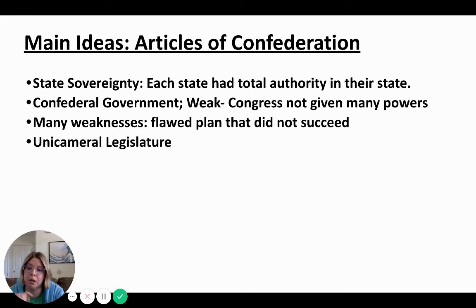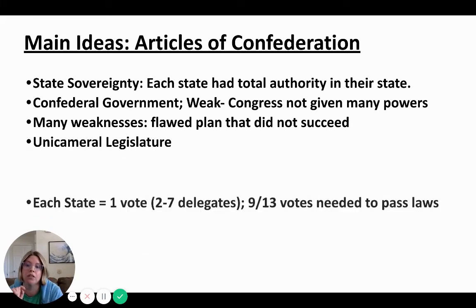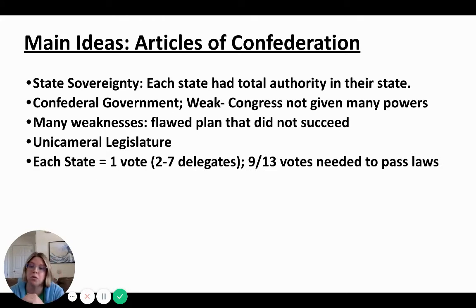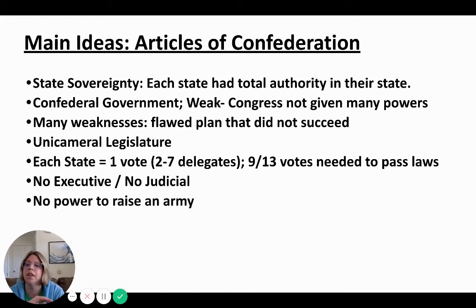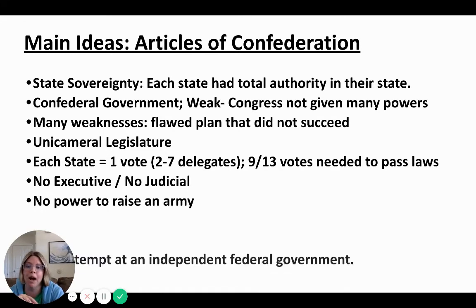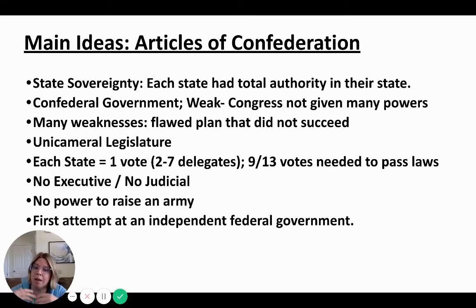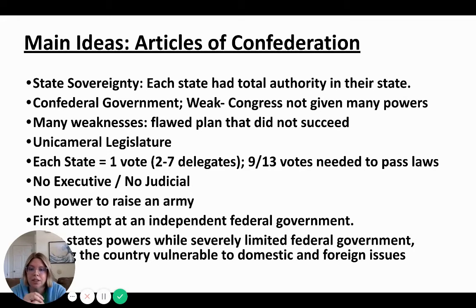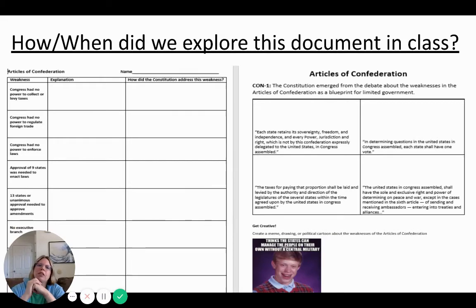There was a unicameral legislature, so you just had one house of Congress, versus today under the Constitution, we have two houses of Congress. We have a bicameral legislature. Each state had one vote. You needed 9 of 13 states to pass laws. There was no executive branch. There was no judicial branch. There was no power to raise an army. It was the first attempt at independent federal governments. And it gave states powers while severely limiting the federal government, leaving the country very vulnerable to both domestic and foreign issues.